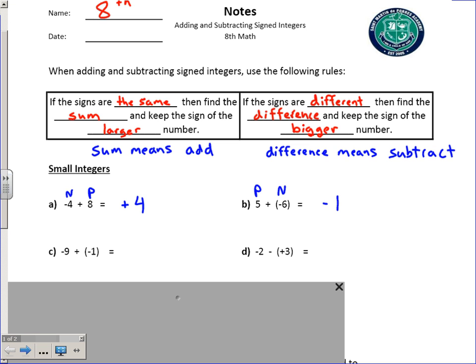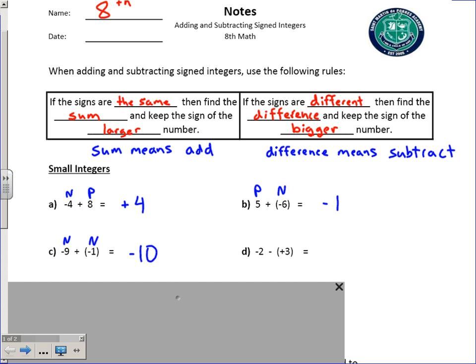So our 9 is negative, and our -1 is negative. So we finally have the first rule, the same sign. So both negative, therefore we add. Keep the sign of the bigger number. They're both negative, so the bigger number is negative. So our answer is -10.